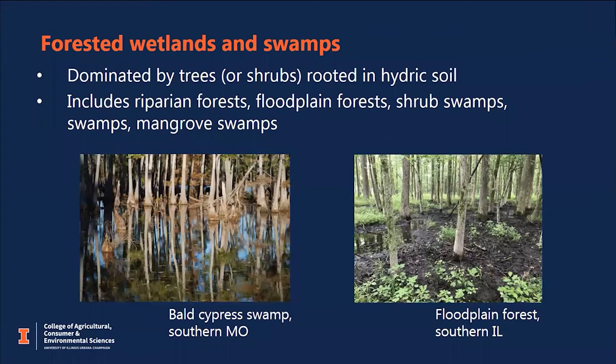Most people think of wetlands as herbaceous dominated communities, maybe a marsh dominated by cattails, for example, or a pond. Many people don't think of wetlands as forested, but many of our wetlands in Illinois actually are dominated by trees or shrubs rooted in hydric soil. So these forested wetlands include riparian forests, floodplain forests, shrub swamps, cypress tupelo swamps in southern Illinois. And then in tropical coastal areas, mangrove swamps are also another type of wooded wetland.